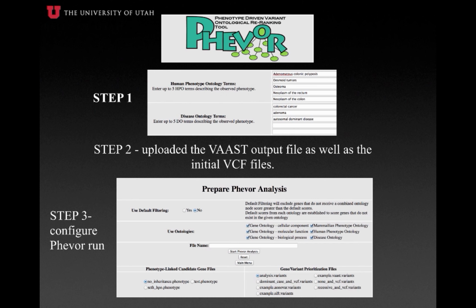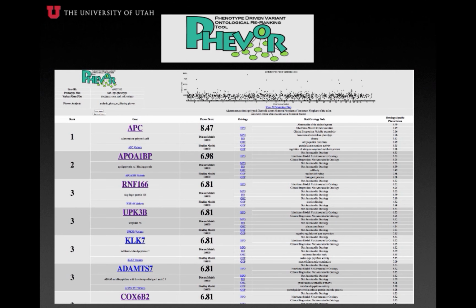I already mentioned the input to step 1, but I've included a screenshot here to show how it works. Step 2 was to provide the VAST output and VCF file. Step 3 is to configure Fever to determine how items will be prioritized or filtered out. The end result is this screen shown here, a prioritized list of the candidate genes with ranking. Clearly, APC is our winner. So now that we have APC as the winning gene, we will next turn to Rachel, who will describe the genetic test report as well as more details about APC mutations.